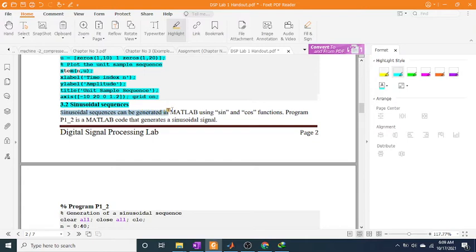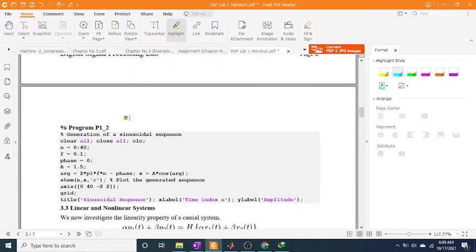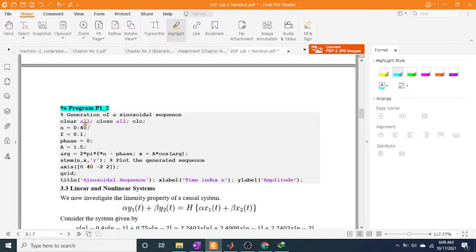3.2 Sinusoidal sequences. Sinusoidal sequences can be generated in MATLAB using the sin and cos functions. Program P1_2 is a MATLAB code that generates a sinusoidal signal. Digital Signal Processing Lab page 3. Program P1_2: generation of a sinusoidal sequence.